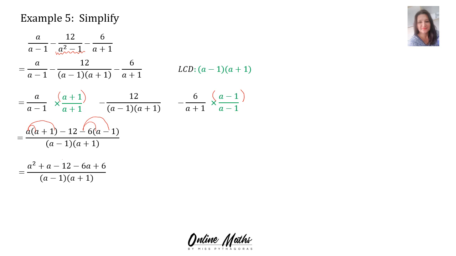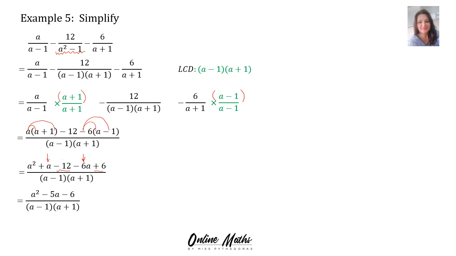Then you add your like terms. So a squared, there's nothing that can add with that one. But you've got plus a minus 6a, that's minus 5a. And then minus 12 plus 6 is minus 6. And please note, can you see I have done absolutely nothing to the denominator? You leave the denominator in factorized form.